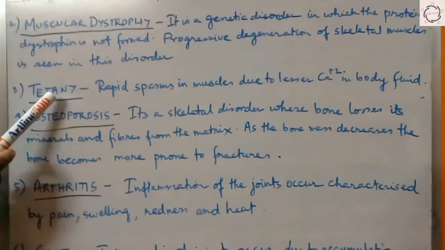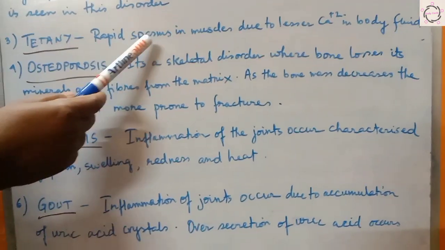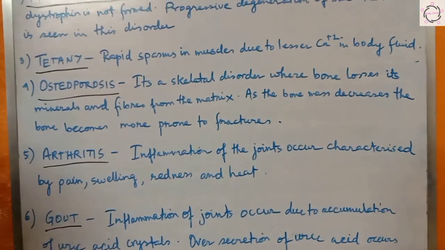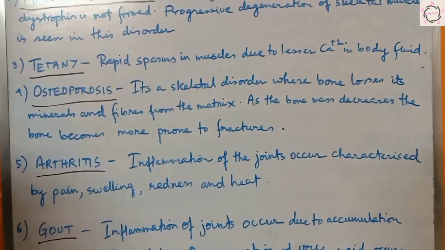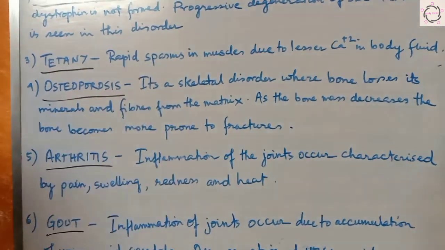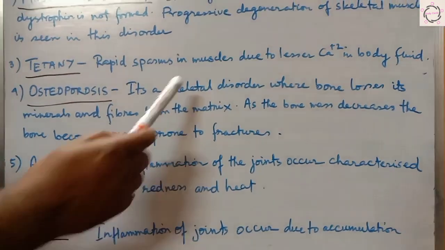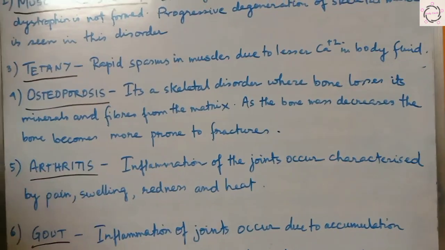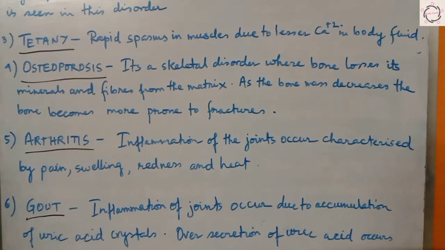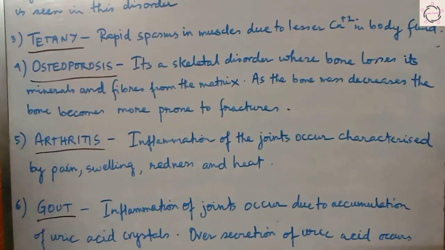The third case is tetany, rapid spasms in muscles due to lesser Ca2+ ions in body fluid. Now we know what are spasms. Spasms is pain, sudden pain in muscles. So due to lessening of calcium ions in body fluid, it causes tetany.